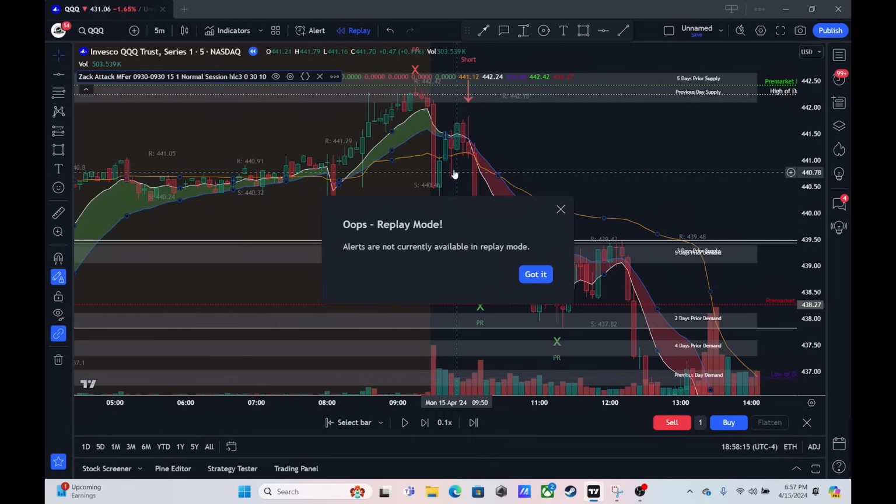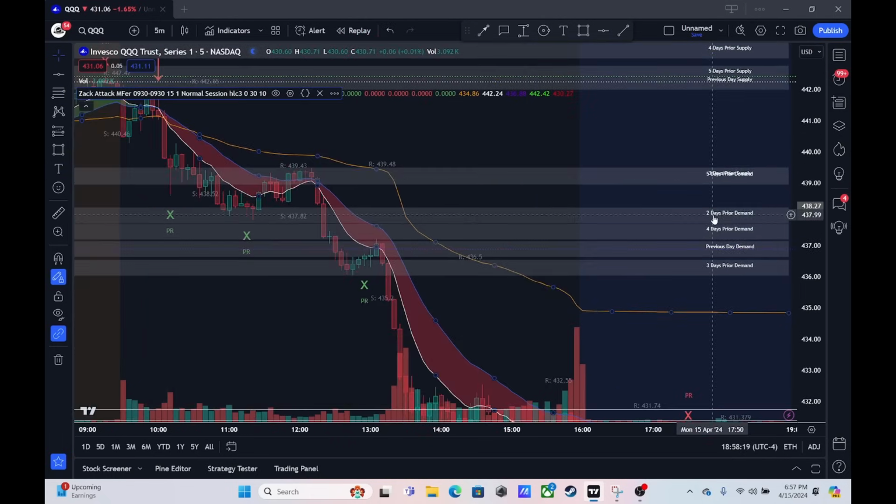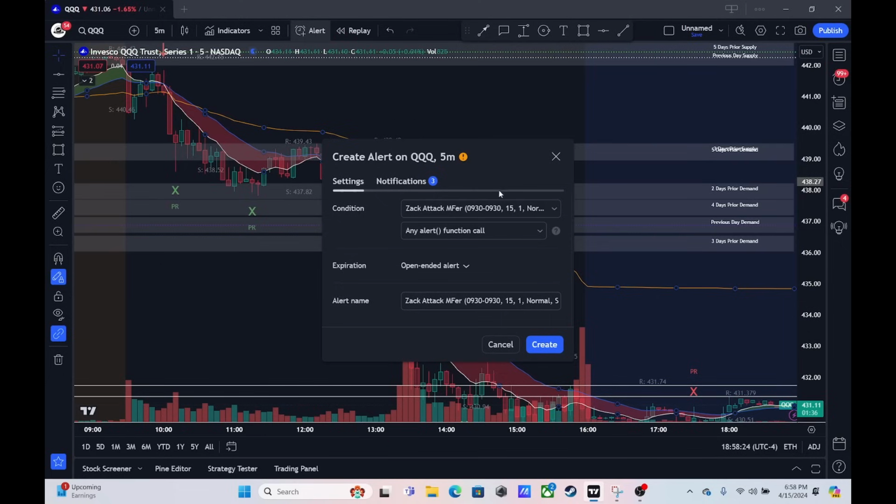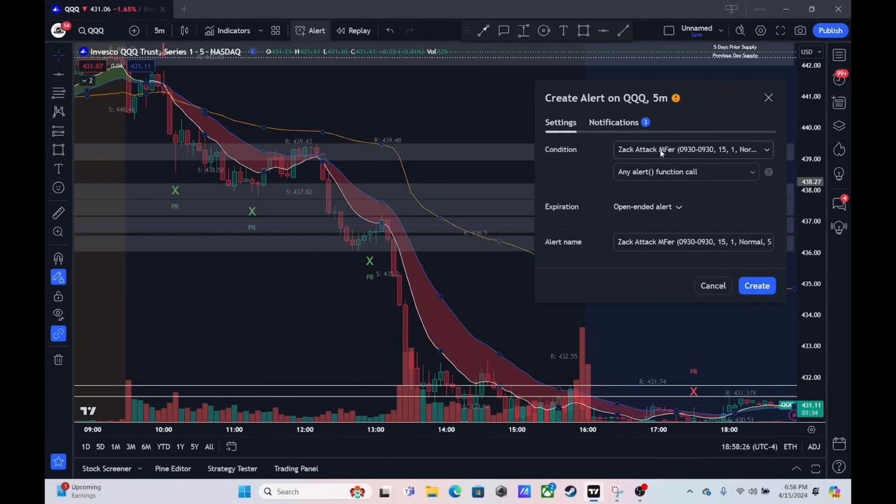So if I click on this add alert, okay, I'm going to have to exit replay mode, which is fair. So let's exit replay mode. Let's click on the add alert here. And then you can see right away our script pops up, right?